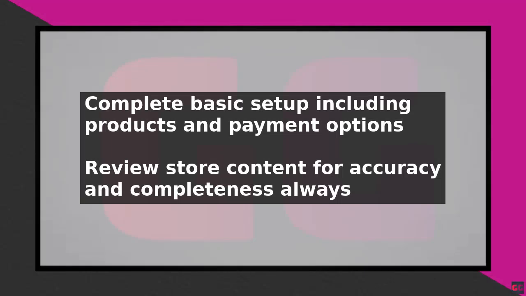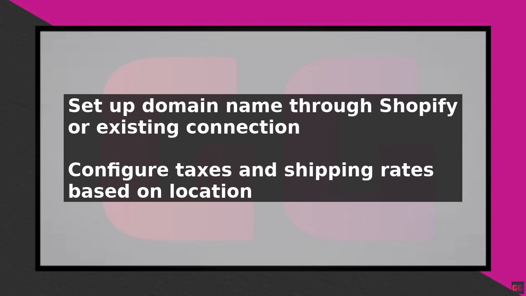To publish and make your Shopify store go live, follow these steps. First, ensure you have completed the basic setup of your store, including adding products, setting up payment and shipping options, and customizing your theme. Next, review your store's content, including product descriptions, images, and pages, to ensure everything is accurate and complete. Check for any broken links or missing information.